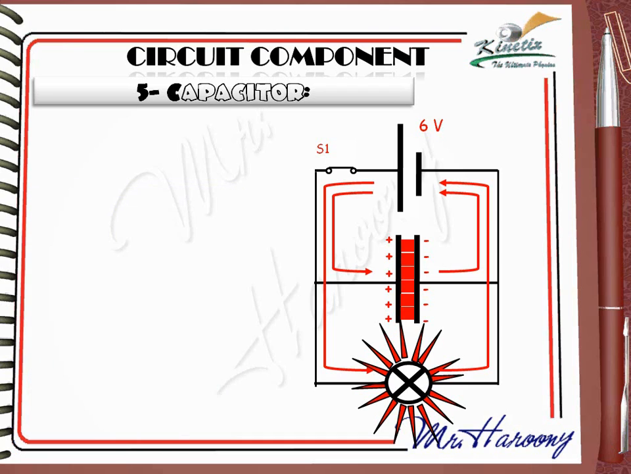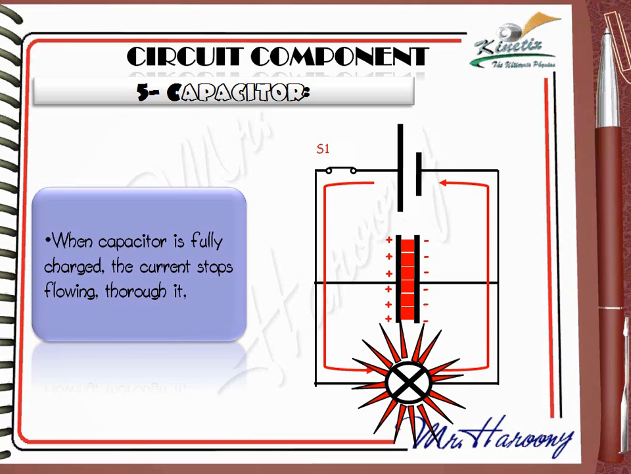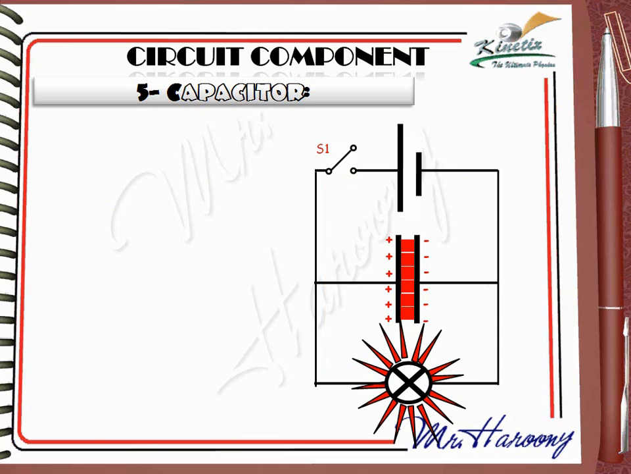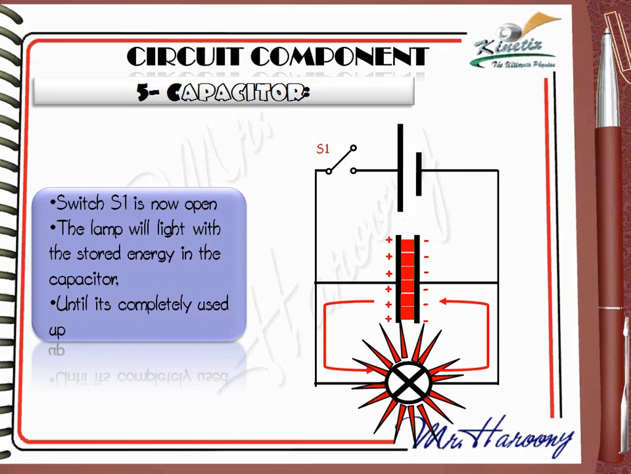Once the capacitor reaches 6 volts, which is the maximum possible voltage in the circuit, the current stops flowing through the capacitor. When the capacitor is fully charged, the current stops flowing through it. Now open S1. This means the battery is off. Even though the circuit is open, the bulb is still on, because the bulb now will consume the electric energy stored by the capacitor. Switch S1 is now open.